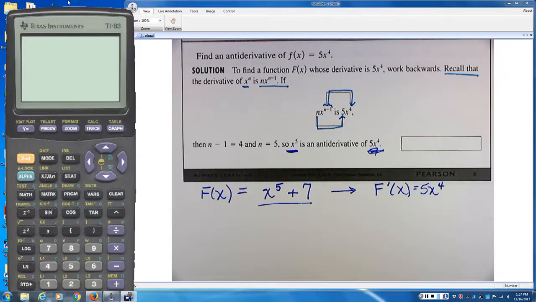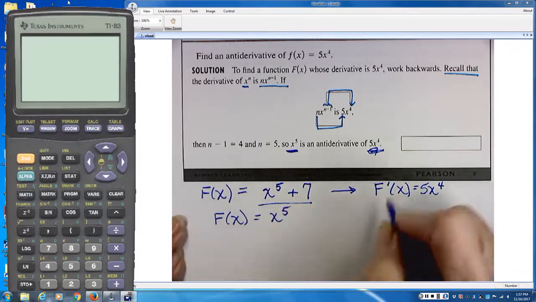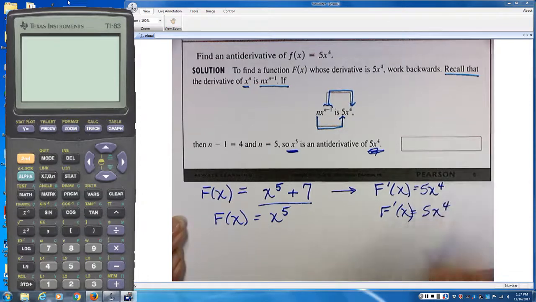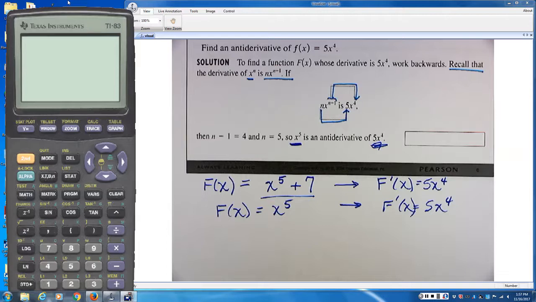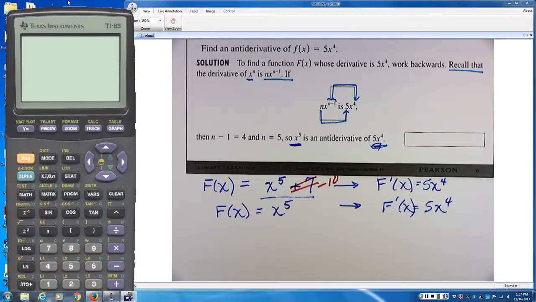What is it that makes them different? What makes those two functions different? They have the same derivative, but how are the functions themselves different? What's the only difference? The plus 7. What if I change the plus 7 to minus 10? Does that change anything? No.